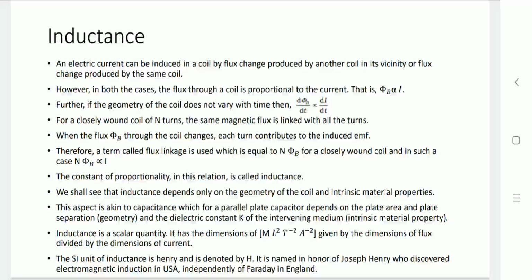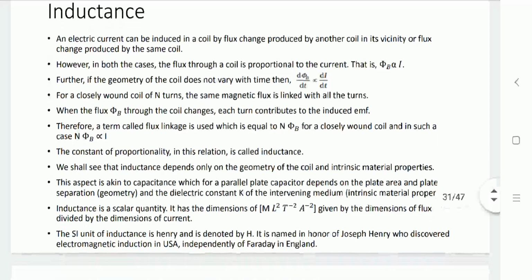Again, N phi B is directly proportional to the current. When we remove this proportionality and replace it with a constant value, that constant is known as inductance. So inductance depends on the geometry of the coil and the property of the material, just like capacitance. Capacitance depends on the distance between two plates, the area of the plates, and the property of the material.